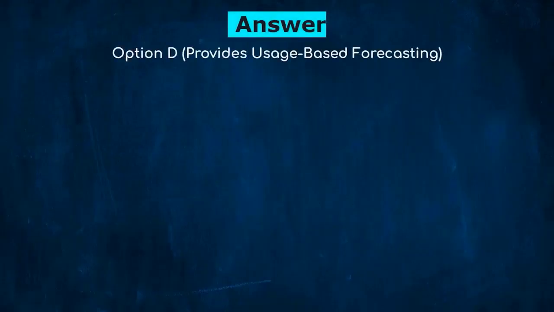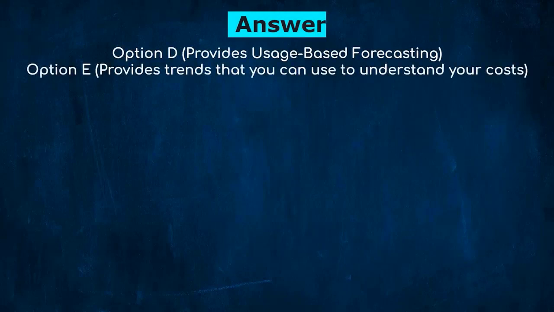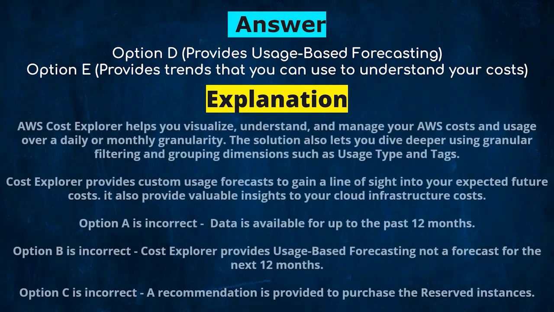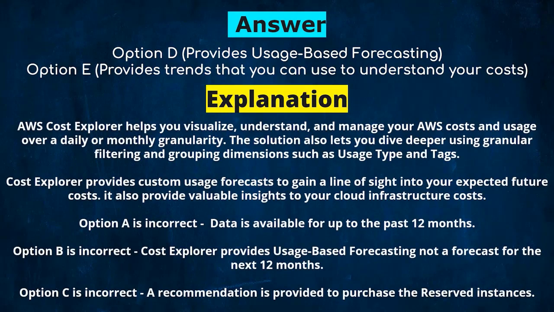Provides usage-based forecasting, and E. Provides trends that you can use to understand your cost. Explanation. AWS Cost Explorer helps you visualize, understand, and manage your AWS cost and uses over a daily or monthly granularity. The solution also lets you dive deeper using granular filtering and grouping dimensions such as usage type and tags. Cost Explorer provides custom usage forecast to gain a line of sight into your expected future cost. It also provides valuable insights to your cloud infrastructure cost.